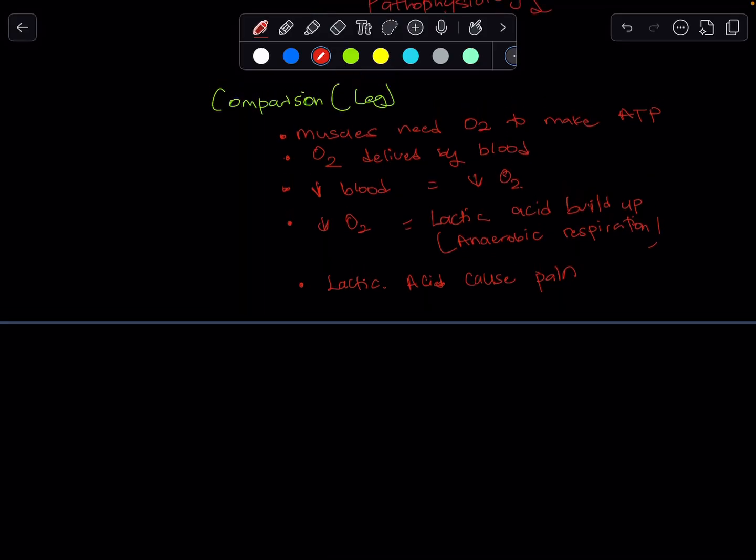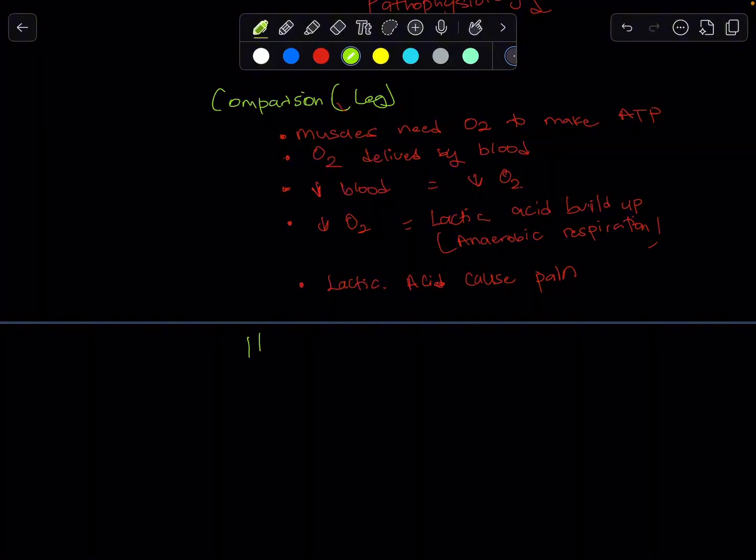So let's go over this. The muscles need oxygen to make energy. Oxygen is delivered by blood. When there's not enough blood, not enough oxygen gets delivered. When there's not enough oxygen, anaerobic respiration occurs, and lactic acid builds up. And then lactic acid causes pain. That's very important. Now we're going to talk about the heart.